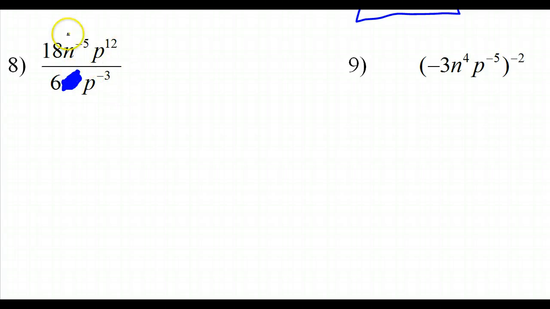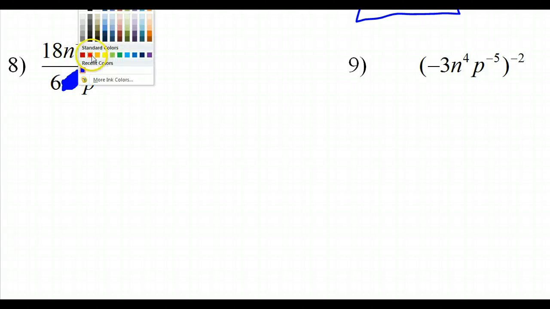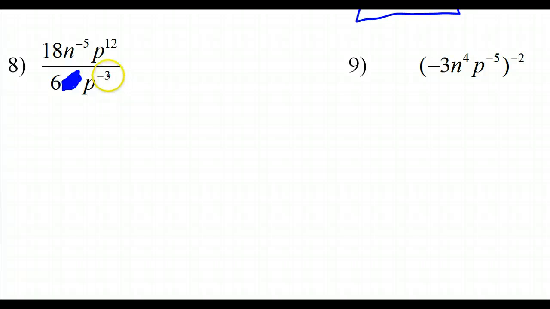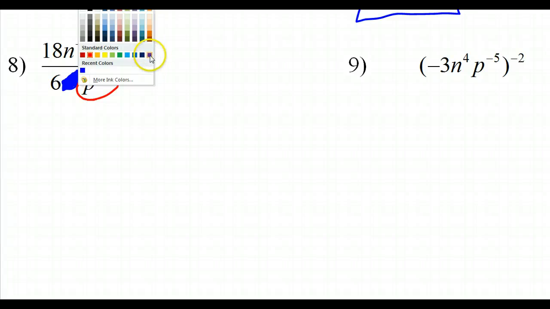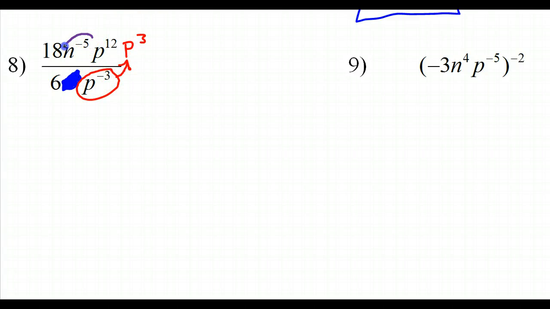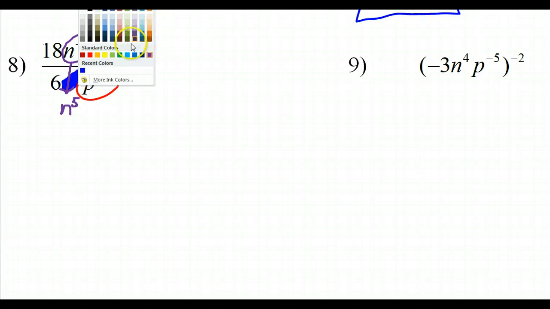I like to go ahead and move around everything that has a negative exponent at this point. So I see this p to the negative 3 power. That's going to go up and become p to the 3rd power up there. I see this n to the negative 5 power. Okay, that's going to drop down and become n to the positive 5 power down there. Alright, so essentially this is what we have at this point.